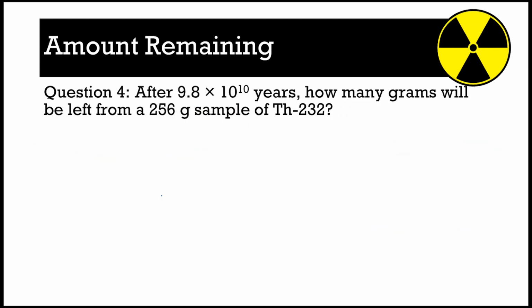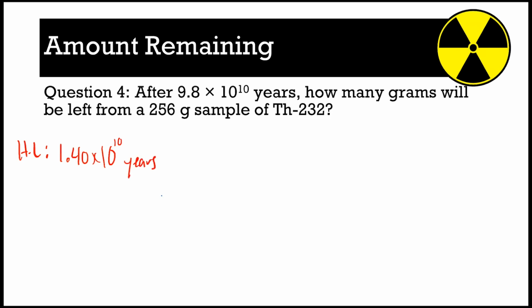Number 4 says, after 9.8 times 10 to the 10 years, how many grams will be left of a 256 gram sample of thorium-232? So here the numbers look a little bit scary, but it works the same way. Step 1 is find the half-life on Table N, and so we get 1.40 times 10 to the 10 years.